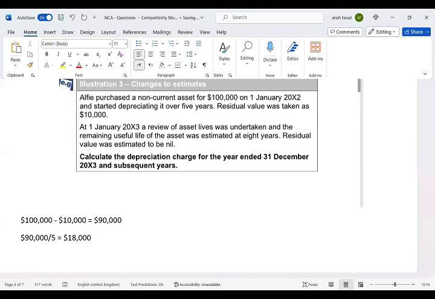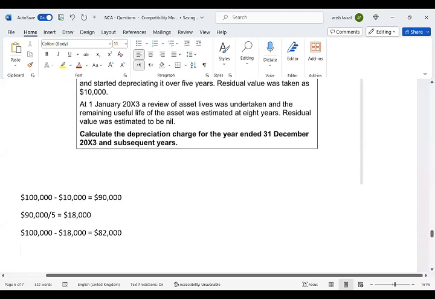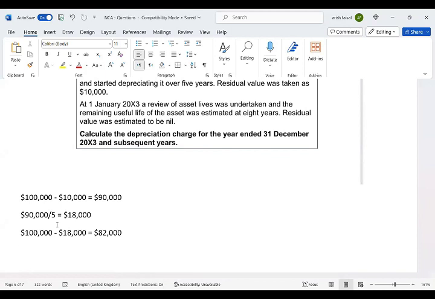Okay. So at 1st January 2013, that's just after 1 year, 100,000 is the cost of the asset. The depreciation charged in the first year is 18,000. So this gives me a net book value of 82,000. Now at 1st January 2013, a review of the asset lives was undertaken, and the remaining useful life of the asset was estimated at 8 years. From your original estimate, it should have been 4 years, but now you believe that it will be useful for you for another 8 years, and the residual value was estimated to be nil.